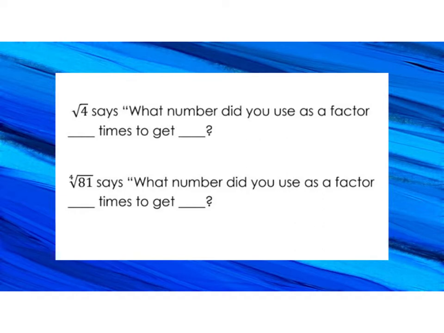So what number do you use as a factor? Now, when we see the square root, 2 times 2 to get 4. So remember, this is the square root. Well, basically, what is the exponent of 2 to get 4? Same thing here. So what number do you use as a factor, blank to get blank? So we want to use the factor 4 times to get 81. So that means we're looking for the 4th root of 81.